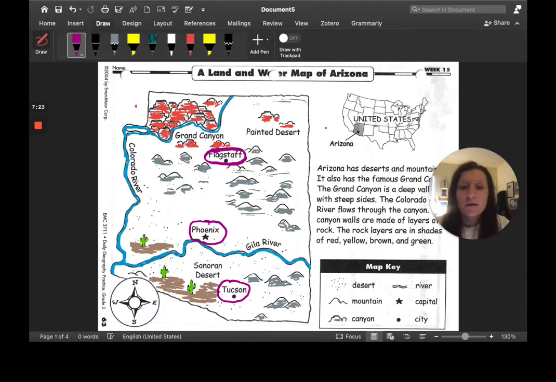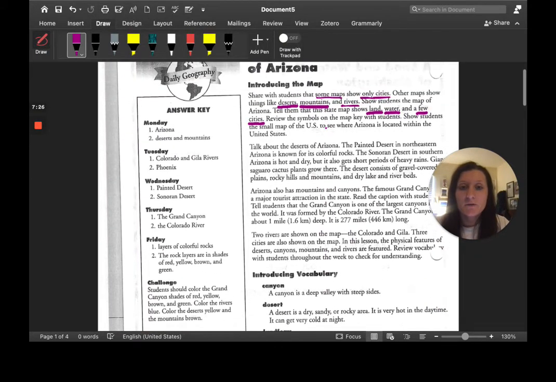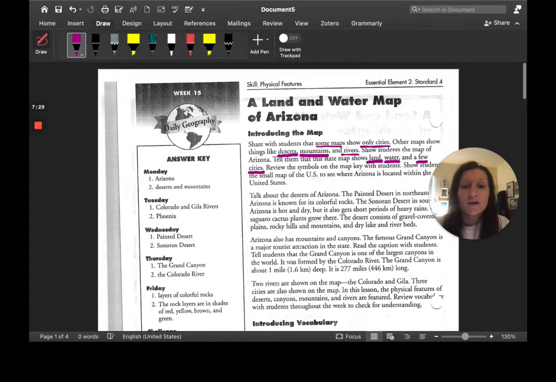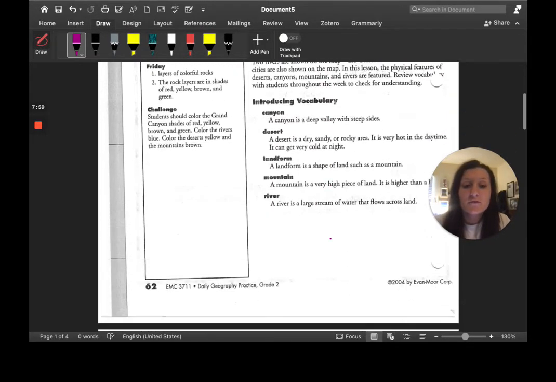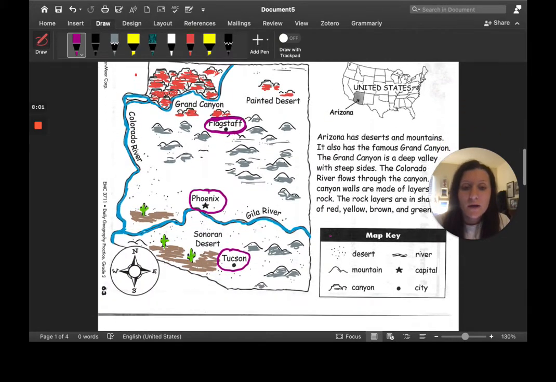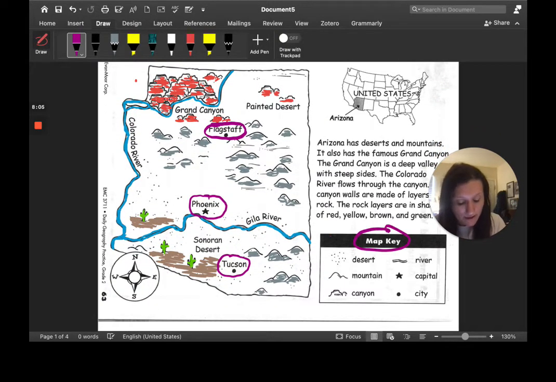So now let's head back up to our page up here. All right, so we just looked at this Arizona state map that included land, water, and a few cities. So now let's quickly review the symbols. So let's underline that. So the symbols on the map key. And then we're also going to look at the small map of the U.S. to see where Arizona is located within the United States. So let's first go back down to our map and let's look at our map key here.